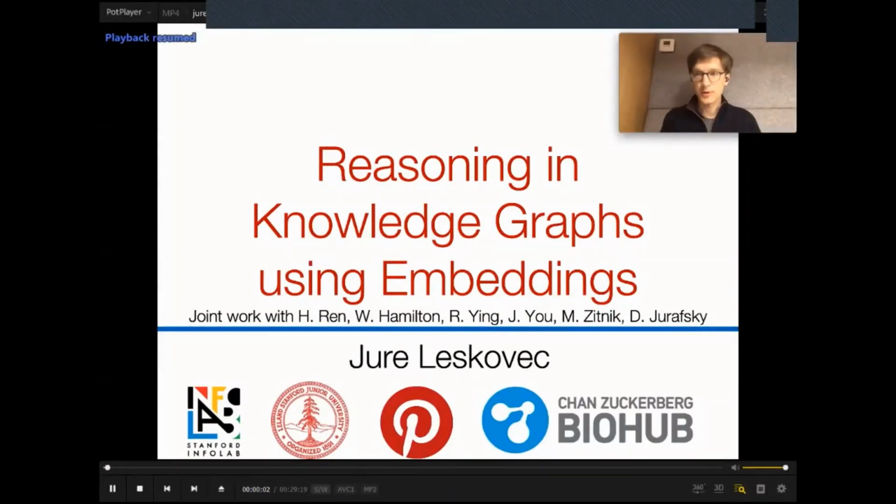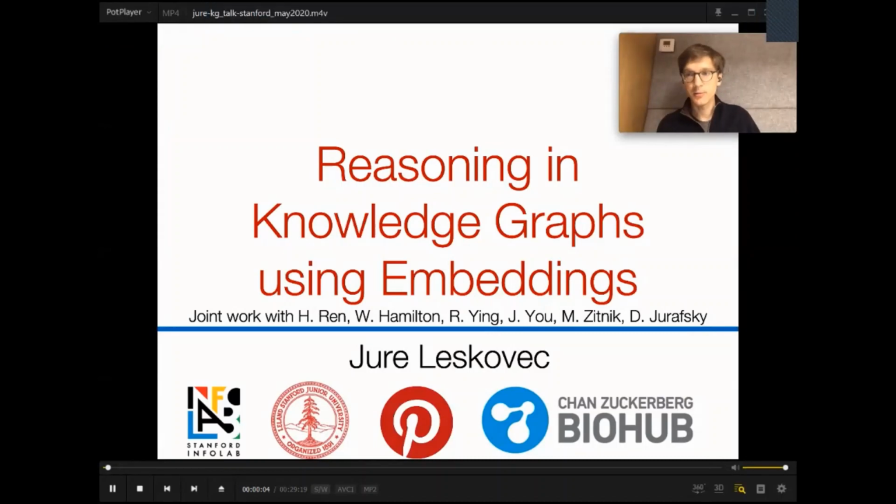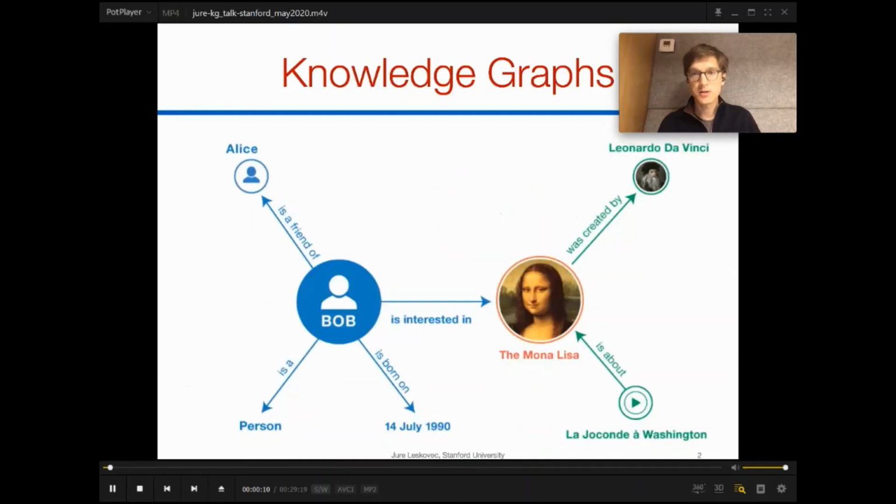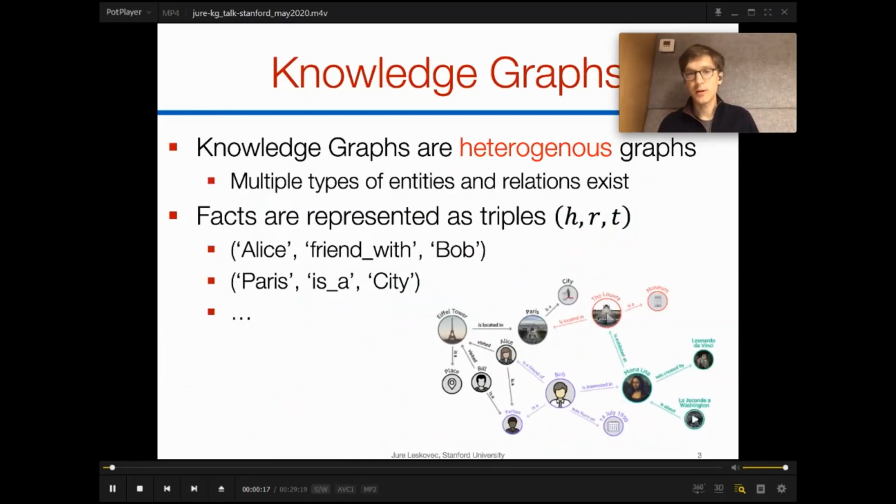Thank you very much for the invitation to give a talk. My name is Jure Leskovec, and I will be talking about reasoning in knowledge graphs using embeddings. So we are thinking of knowledge graphs as sets of entities connected by different types of relations. We can think of knowledge graphs as heterogeneous graphs, where multiple types of entities and relations coexist. Facts are represented using triples: head, relation, tail. For example, Alice is friend with Bob, or Paris is a city.